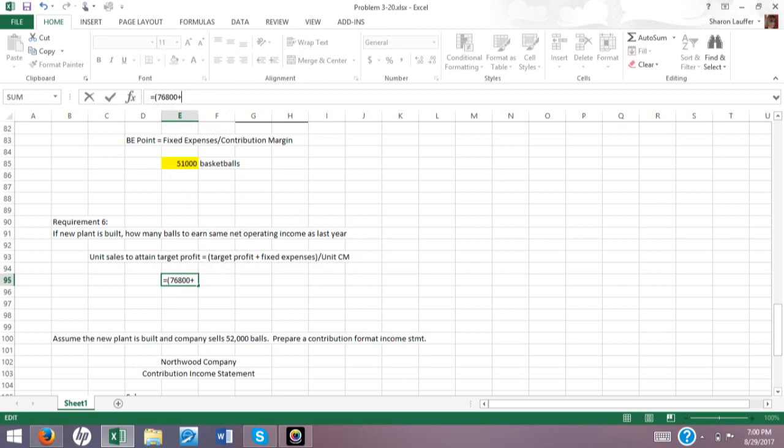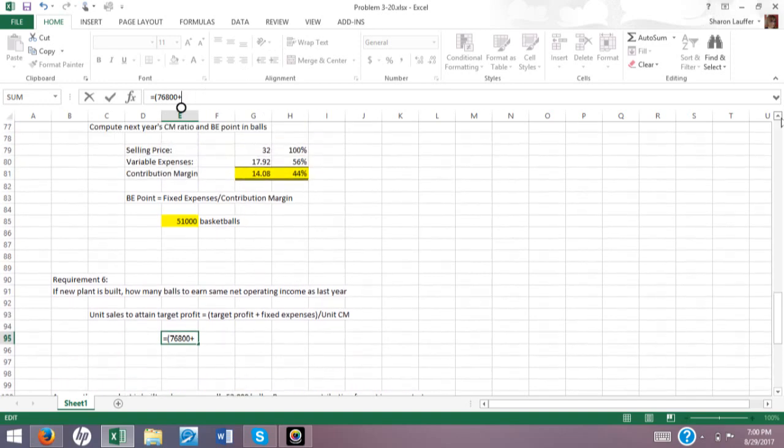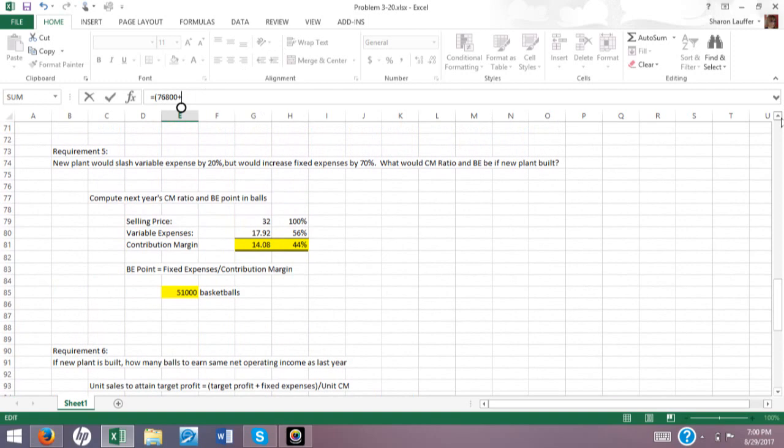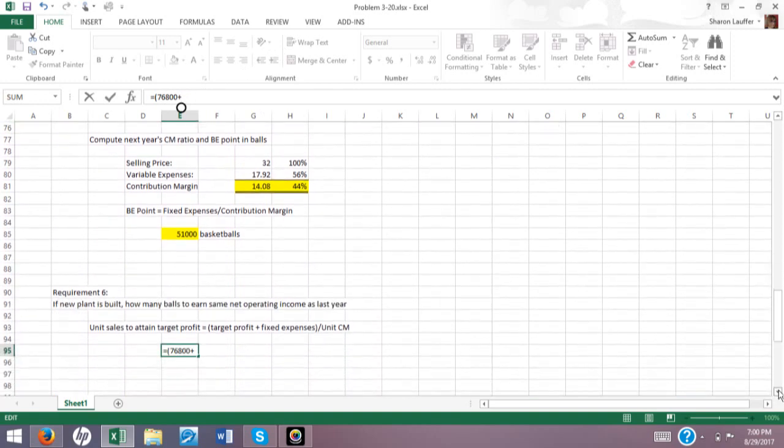And those changed. Remember, our fixed expenses went up. Where did I put them? Oh, I didn't write them down. Our fixed expenses were $718,080. Let me type that in and then I'll explain.